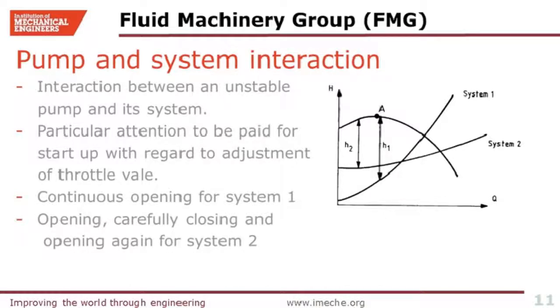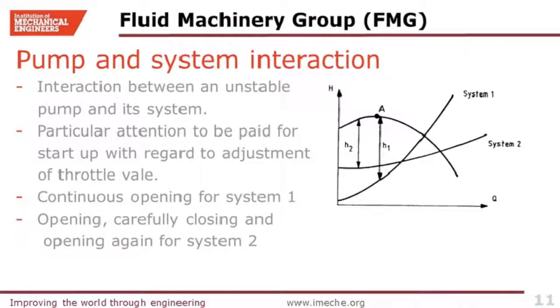Having said that, by knowing how the pump is going to interact with the system, we can tune the startup sequence and adjust the throttle valve to push the pump over the peak point and toward the rated point. So by knowing how pump and system interact with each other, you can effectively use an unstable pump in your system.